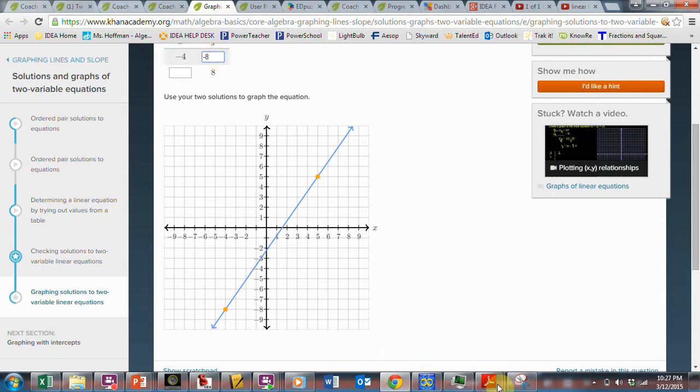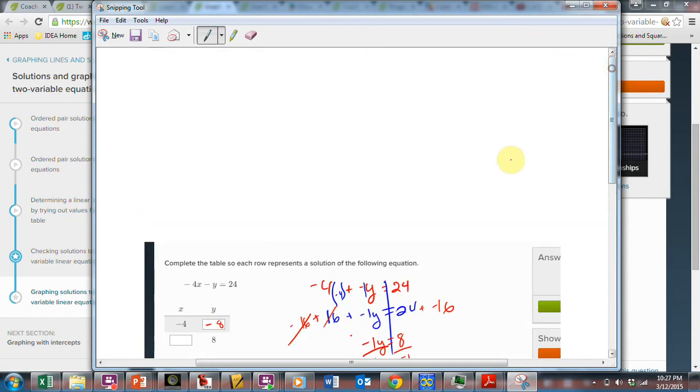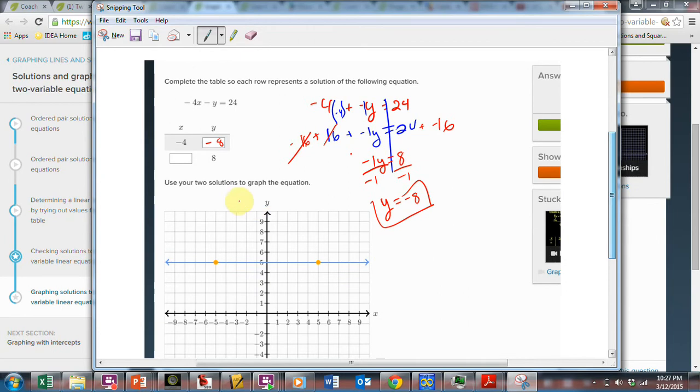Now let's graph the other point. I'm given a y value of 8. So now I'm going to take out the y and substitute y with the value that I was given, 8. X is still unknown, as I can see by that blank spot, so I'm going to just leave x as a variable.